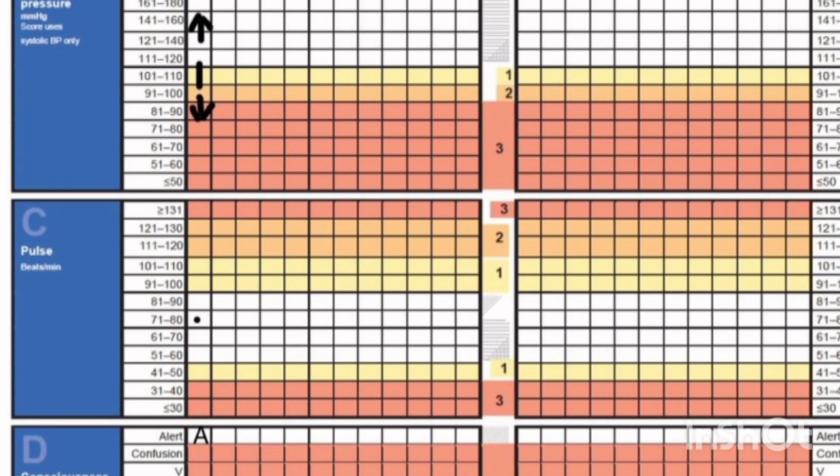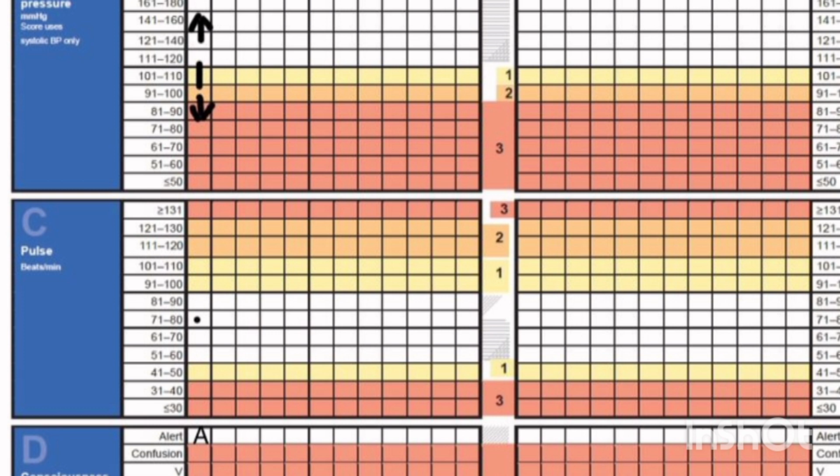Now, for blood pressure, a lot of people have failed the NEWS chart because of this blood pressure. They take note of the diastolic reading. No, you have to take note of the systolic reading. Now, look at the patient blood pressure. The systolic is 150. Trace the systolic.